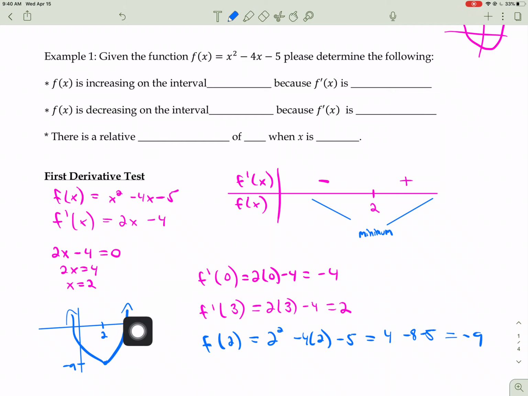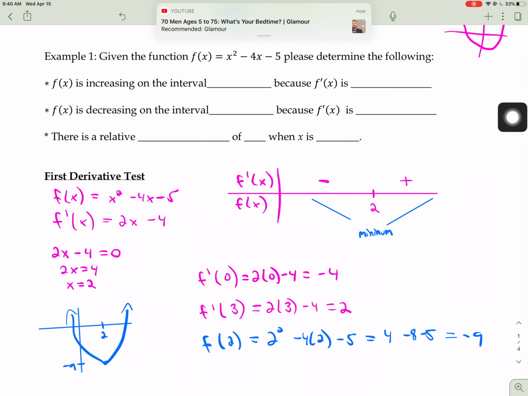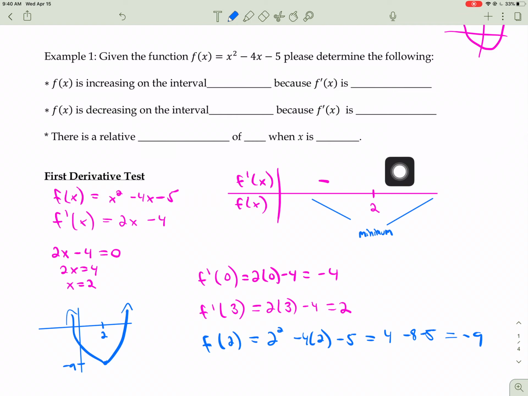Now, if you wanted to find out what the points it crosses at, you could factor the original and find out what those are, but it doesn't ask us to do that. Okay? So let's fill in some information here. F of x is increasing on what interval? When is it going up? When is the function increasing? Well, it's increasing to the right of 2. So it's increasing from 2 to infinity.